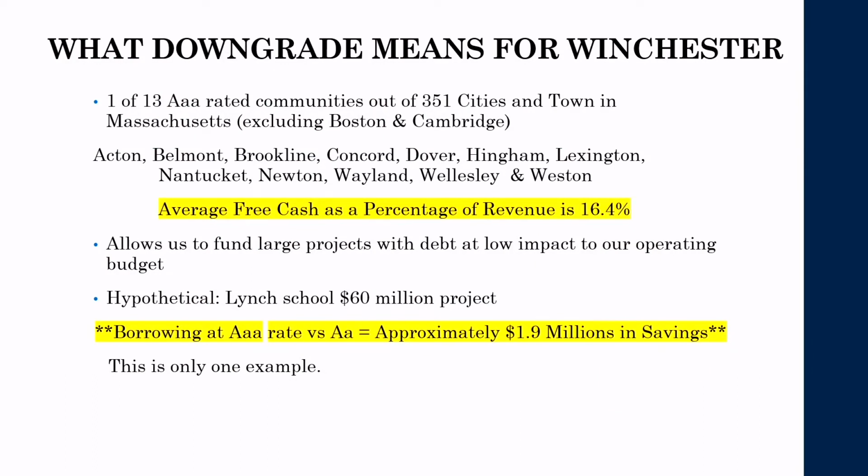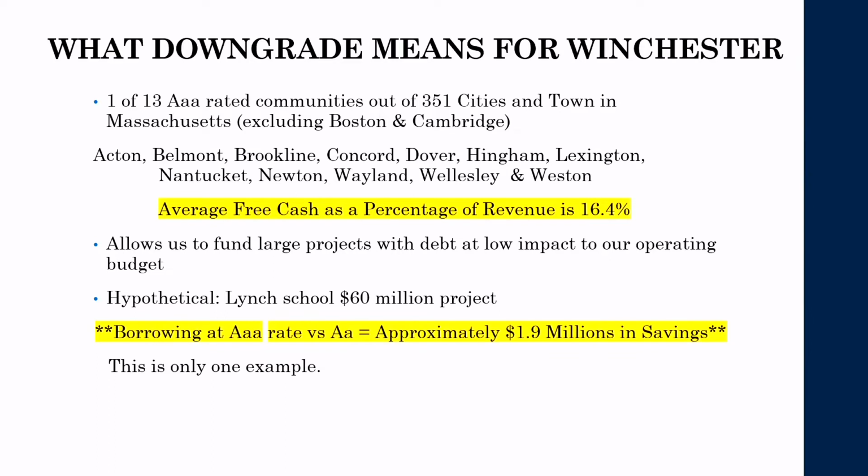Well, first of all, we're one of 13 AAA rated communities out of the 351 cities and towns in Massachusetts, if you exclude Boston and Cambridge. You see the list there. Of these 13 towns, which we compare ourselves regularly to many of them, the average free cash percentage of revenue is 16.4%.